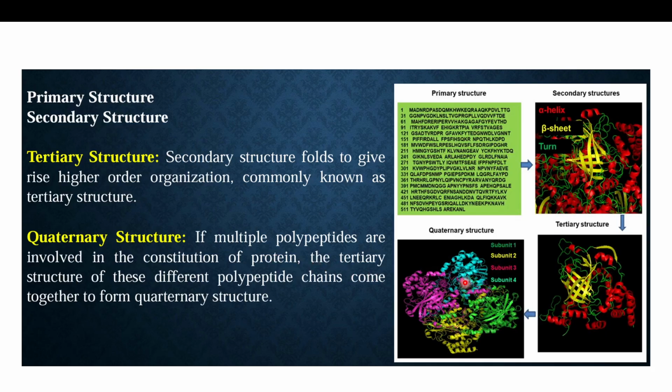If we talk about hemoglobin, for example, it has two alpha chains and two beta chains. It is also tetrameric in nature. So the two alpha chains and two beta chains come together to form the functional hemoglobin structure, that is the quaternary structure.